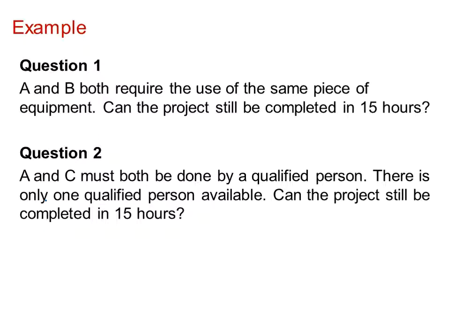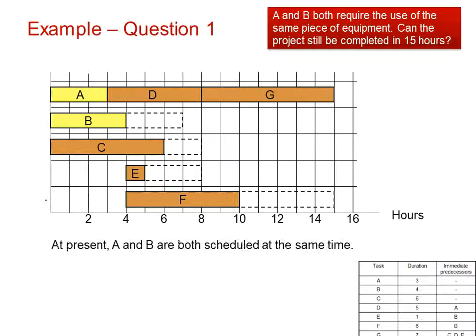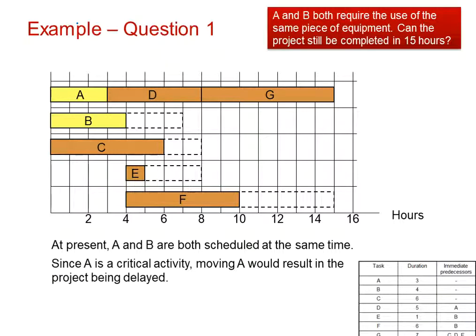So A and B both require the same piece of equipment. Can the project be completed in 15 hours? You might want to pause the recording at this point to see if you can come up with a solution. So at present, A and B are scheduled at the same time, but they both require the same piece of equipment. Since A is critical, moving A would affect the project delay. Therefore, the best option would be to move B.